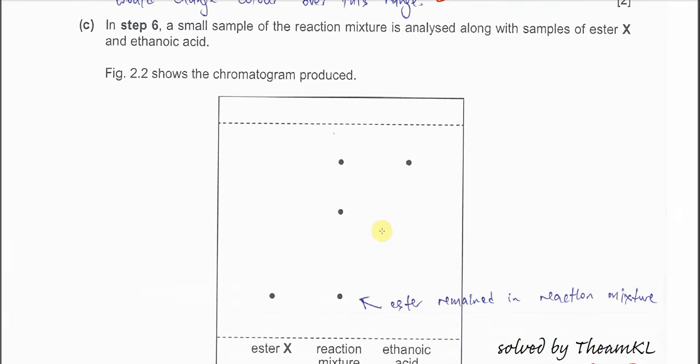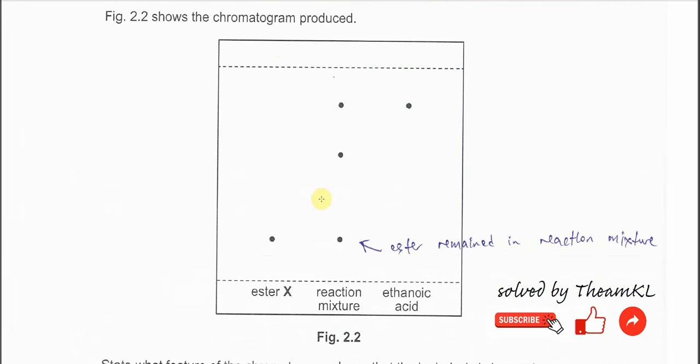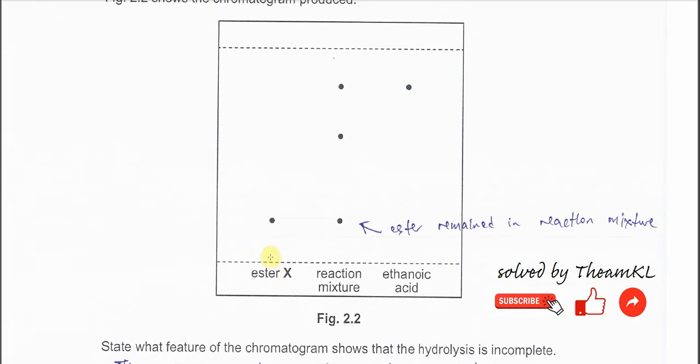For part C, in step 6, a small sample of the reaction mixture is analyzed along with samples of ester X and ethanoic acid. This is the chromatogram from the TLC. Initially it's like this: the ester, the reaction mixture and the ethanoic acid. We just spot on this line and let the mobile phase run, letting them separate. After separation we will see a few spots, and we know that there is an acid inside the reaction mixture.